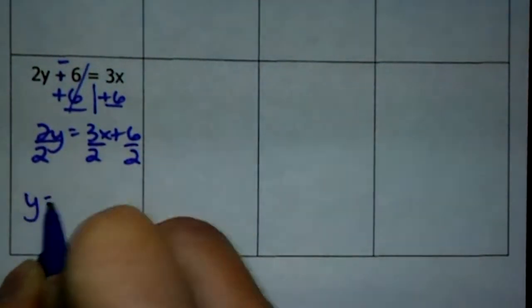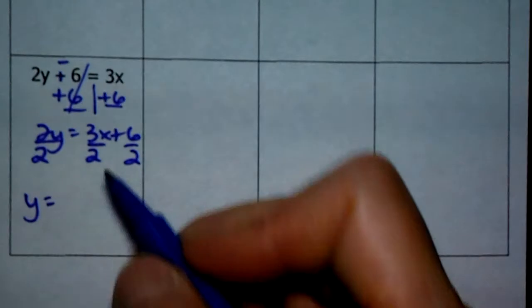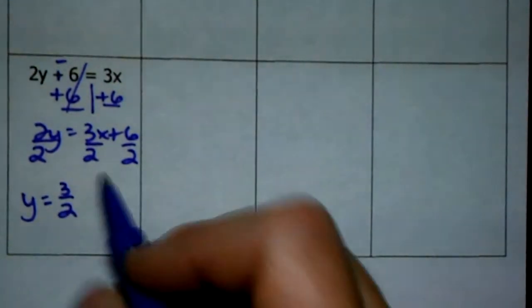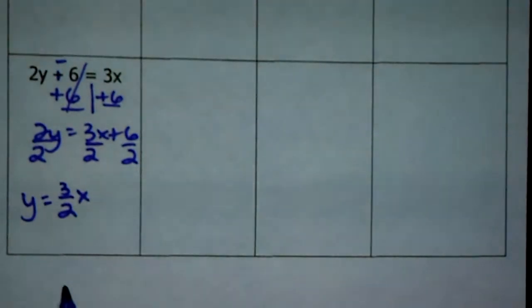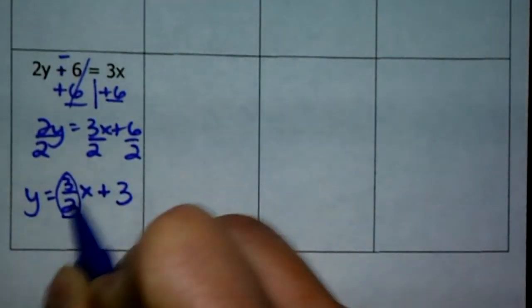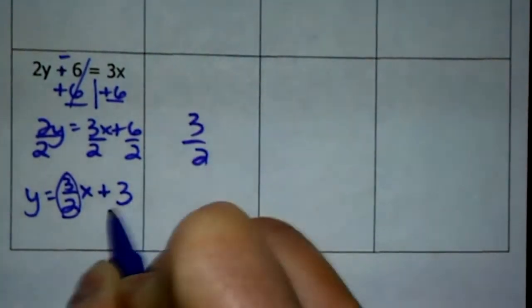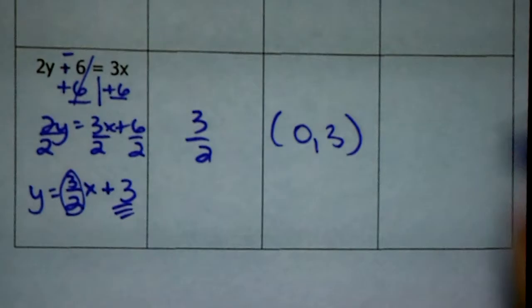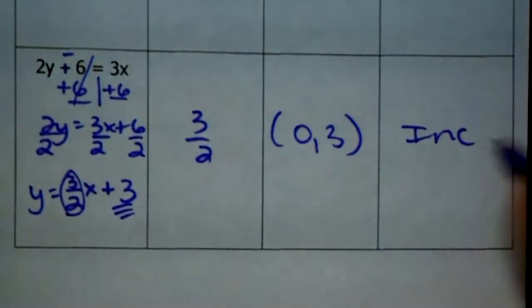So y equals, and what's great about slope is you actually can leave things as improper fractions. And we'll talk about that in the next lesson of rise over run. So I'm going to leave this as 3/2 x. If you have to write 1.5, go ahead. For now, that's fine. And 6 divided by 2 is 3. Now it's solved for y. Now I can say, okay, the slope, the number in front of the x, is 3/2. The b, the number by itself, is 3. And that's a positive 3/2, so that means this is increasing.